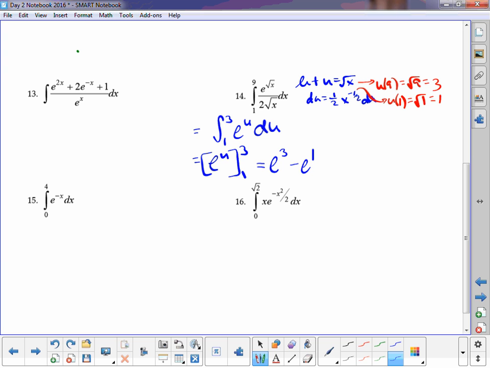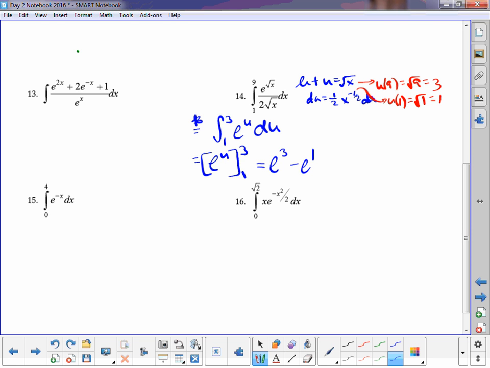Say that again? I was thinking the answer would be e to the power square root of 3. You want to go back to keeping the square root of x there? Yeah. So if you go back, you're going to have to change the bounds to write your integral with those u bounds. If you were to write this integral with x bounds but in terms of u, then you would lose points because it needs to all be in terms of u or all in terms of x. So you're going to have to change the bounds here.